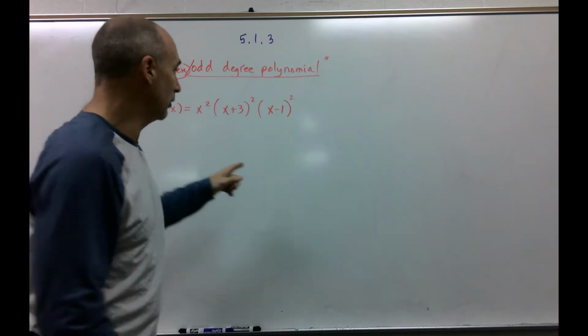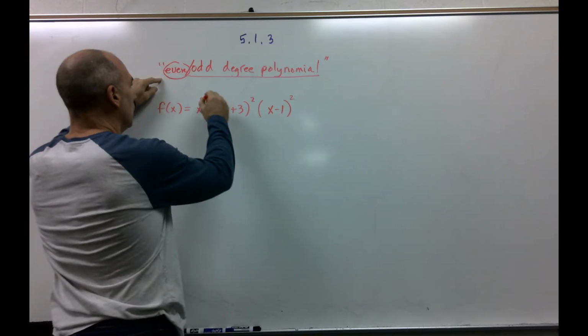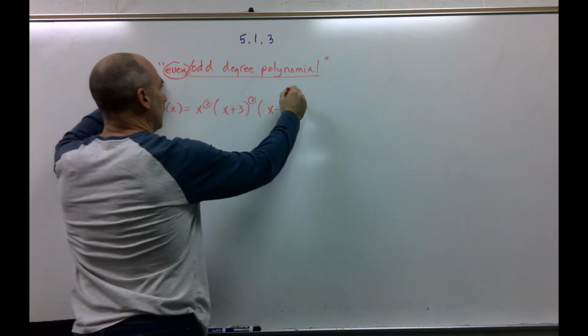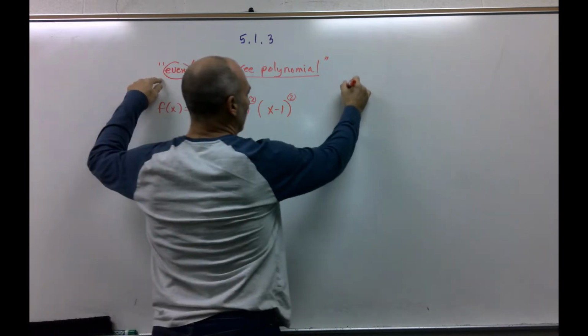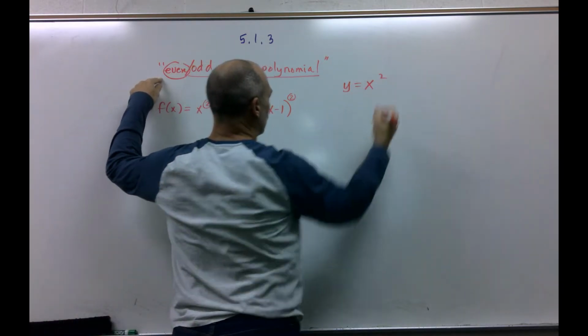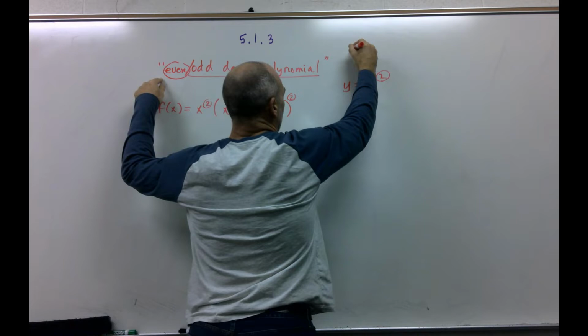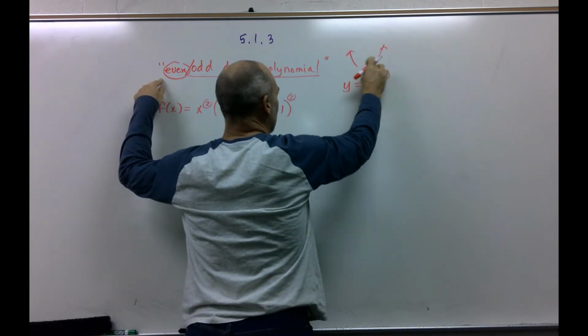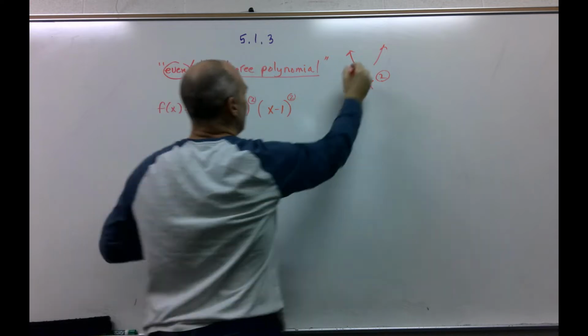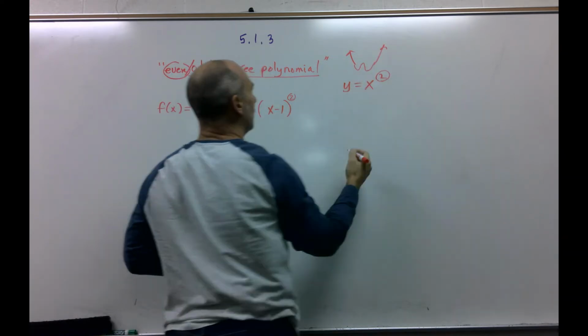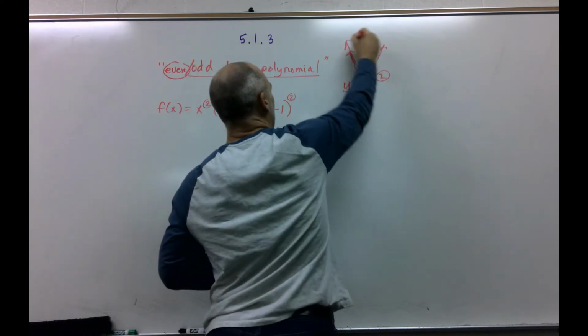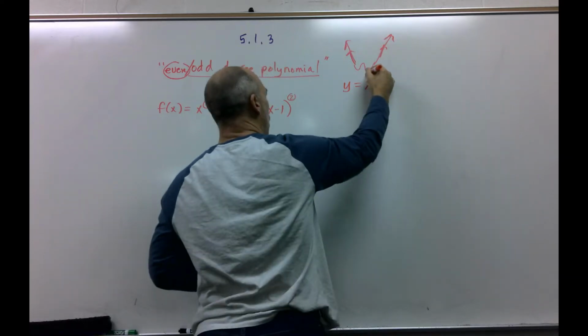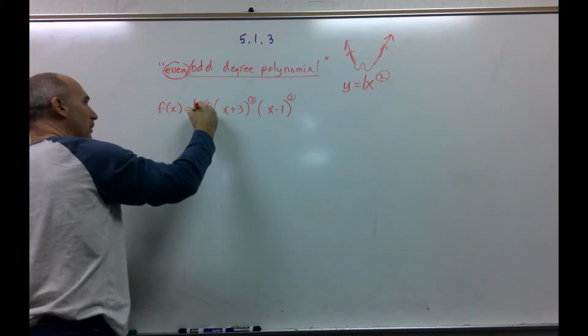Now, how do I know this is an even degree? 2 plus 2 plus 2 is 6. That means it's going to follow the same rules as y equals x squared. So our parent function's like this, which tells me the extremities, no matter what happens in between here, they're going to be up to the left, up to the right, as long as a is 1, which it is.